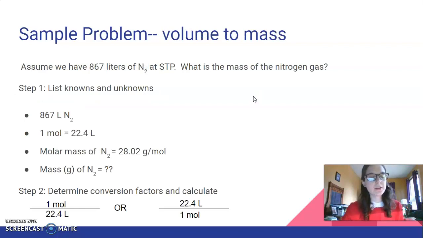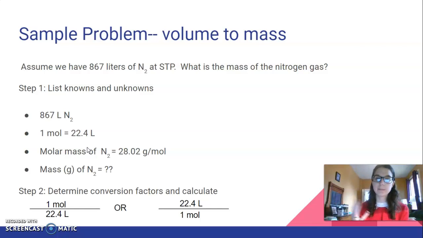And here's another problem that we can do, and this is going from volume to mass. Now, there's no one direct conversion factor that relates volume and mass. We only have a relationship between volume and moles. But what we do have is a relationship between moles and mass in grams, and that comes from the molar mass of elements and compounds. So we're going to end up using two conversion factors to figure this one out.